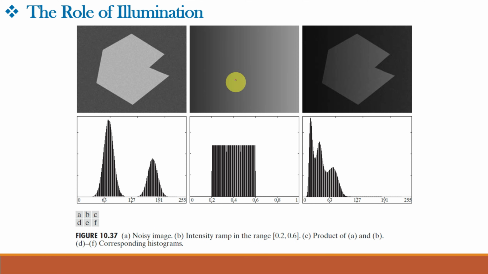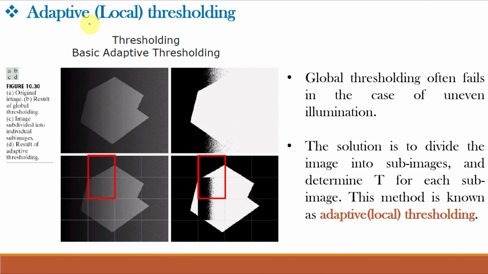But if this is the illumination that is given to this object, the image that will be generated will be like this. So here we can see that the illumination is non-uniform. This is the histogram of the non-uniform illumination, and hence the final histogram of this image will be like this, where we can see that we cannot apply global thresholding easily, and hence we have to go for local or adaptive thresholding. Global thresholding often fails in the case of uneven or non-uniform illumination. So the solution is to divide the image into sub-images and determine t for each sub-image. This method is known as adaptive or local thresholding, as we are applying a separate threshold for each local sub-image.